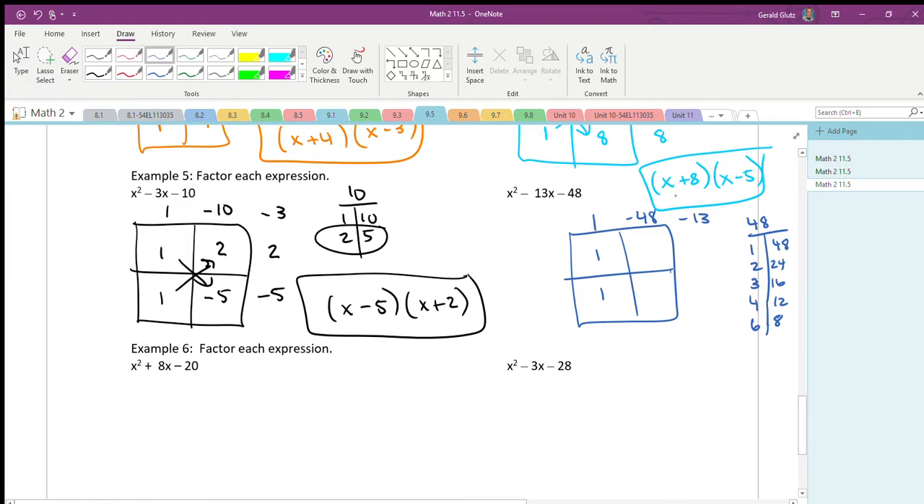So I need two numbers that multiplied equal negative 48. That means one will be negative, one will be positive. They have to add up to negative 13. Which of these pairs is 13 apart? That would be 3 and 16. I want it to be negative 13, so I want the bigger number to be negative. So negative 16 and 3. 1 times negative 16 is negative 16, and 1 times 3 is 3. When I add these two together, I get negative 13. So 1 times x plus 3, x minus 16.